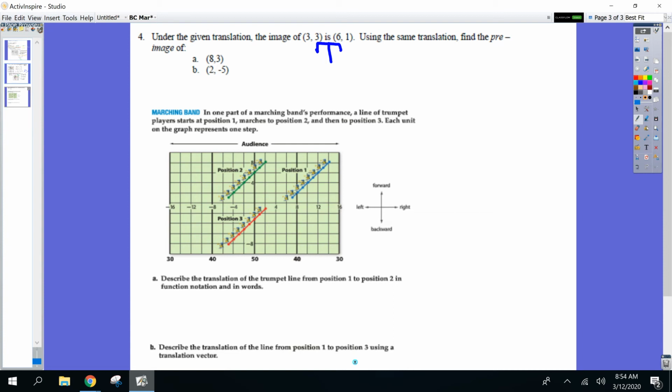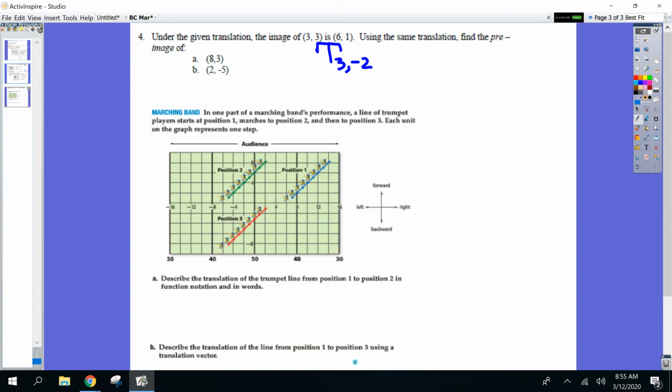What should my subscript be for this one? Right 3. 3, and then what did I do on the y's? -2, I went down 2. All right, so that was my rule. Use the same translation. Find the pre-image.